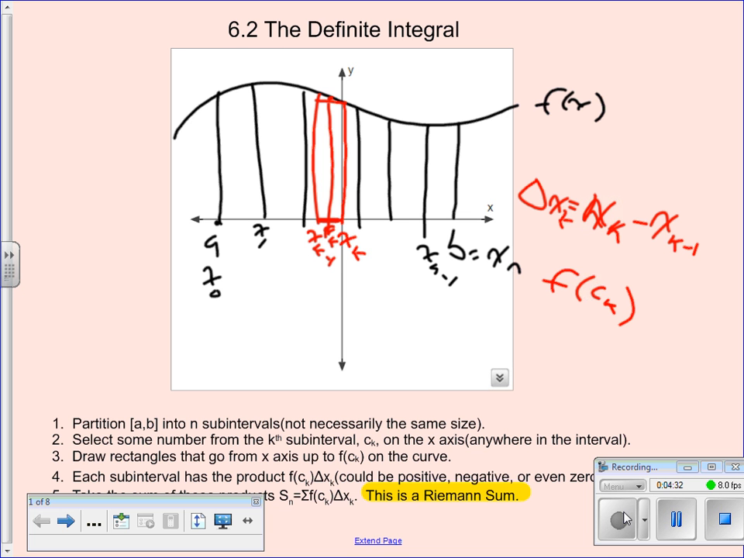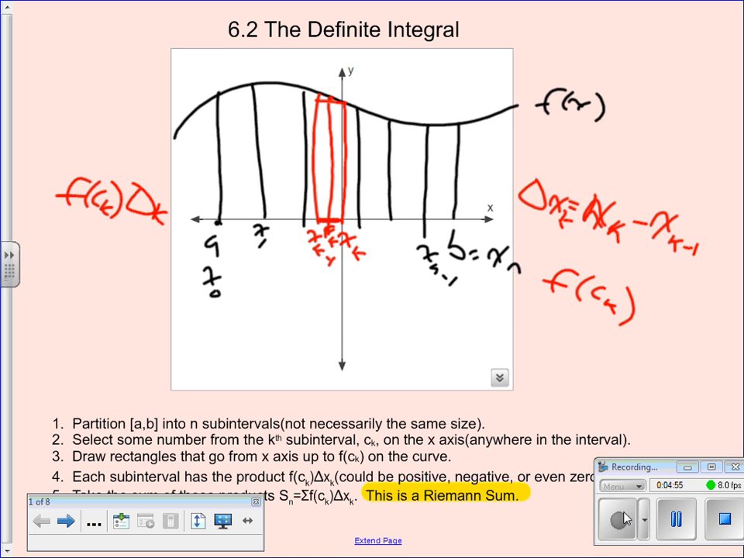Are you with me so far? I've taken a random rectangle. I have its width, I have its height. The area of that particular rectangle is f of c sub k times delta x sub k. It's the height times the width.